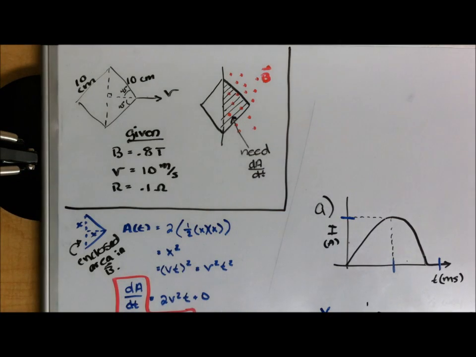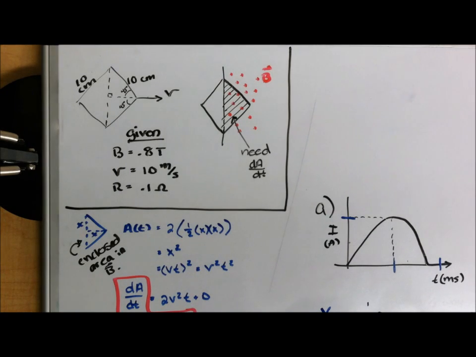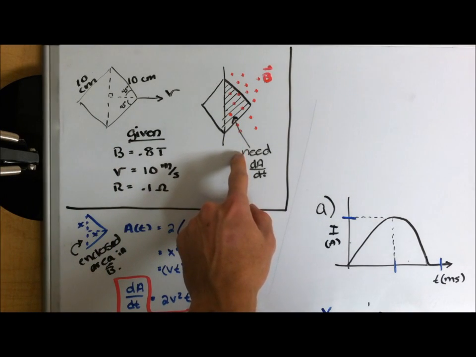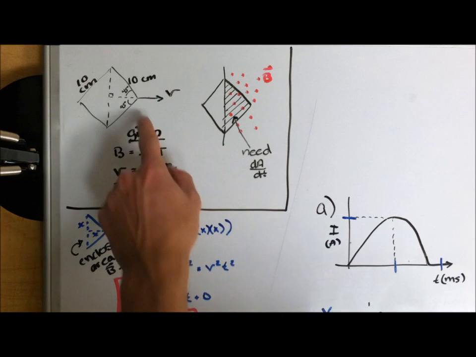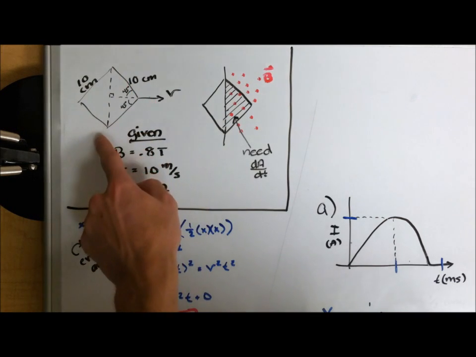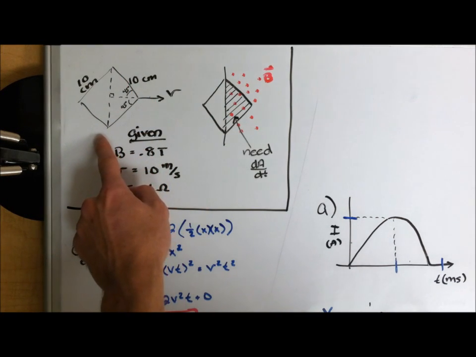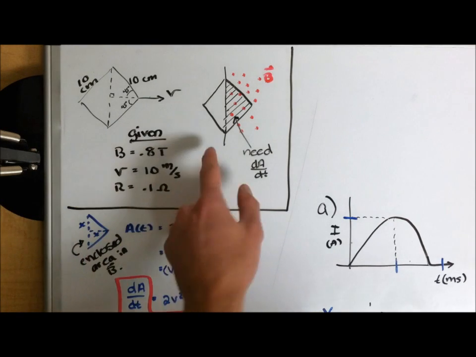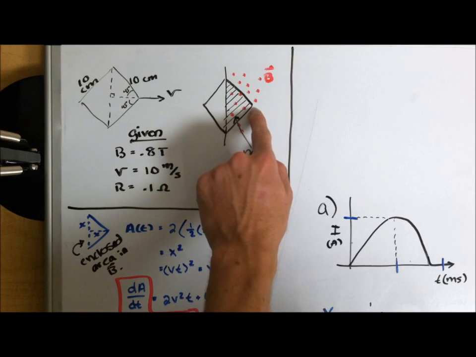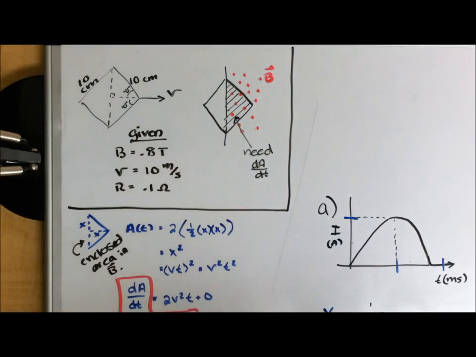Hi guys, we have chapter 34, number 47 here, where we're given a square loop shown in a figure, and it's moving into a B field with 0.8 Tesla magnetic field at a constant velocity of 10 meters per second. This square loop has a resistance of 0.1 ohms, and it enters the field. This is our B field here. It enters at time equals 0, just that very first tip entering at time equals 0.